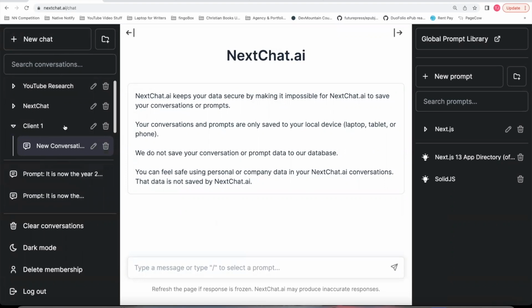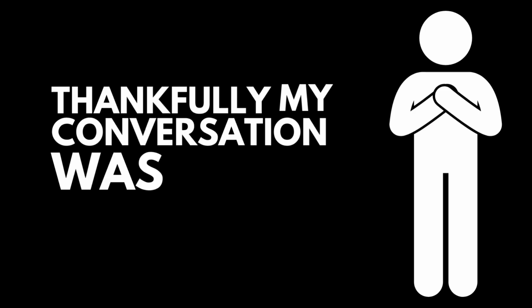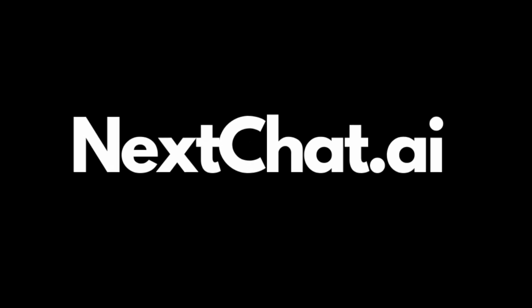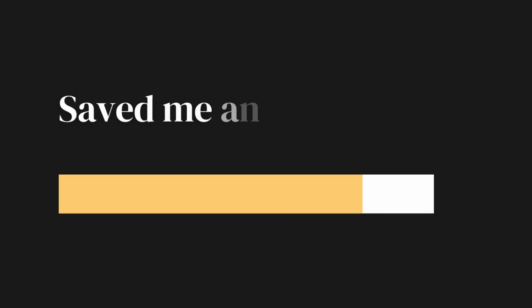This was super helpful recently. Something happened with one of my client data with a project I was working on. Everything was deleted from like a day of work. But thankfully, my conversation was saved to nextchat.ai in a conversation folder. I was able to go find the code that I'd been working on in a conversation. I was able to basically copy and paste it back into the backup of the project. It saved me like another day of work trying to recreate everything.